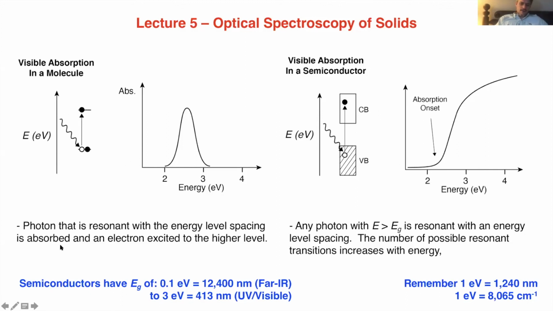So for semiconductors, these spacings are about 0.1 to 3 electron volts, and in nanometers, that's 12,400 nanometers to about 400 nanometers. If you remember the conversion, 1 eV is equal to 1,240 nanometers. That's a useful number to remember.